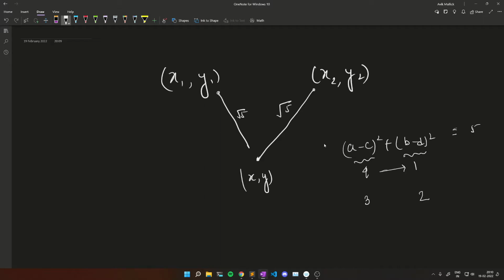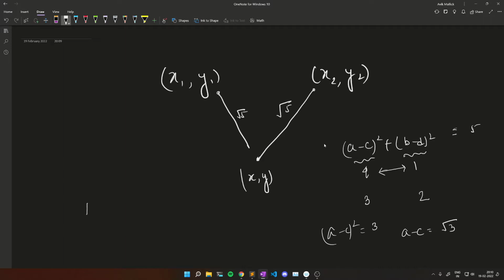Actually they can be interchanged, like this can be 1 and this can be 4, also this can be 2 and this can be 3, right? Now we have to check whether that exists or not, but before that we need to check another thing: in order for (a minus c) whole square to equal 3, a minus c must be root 3.